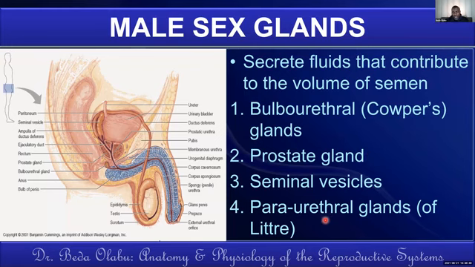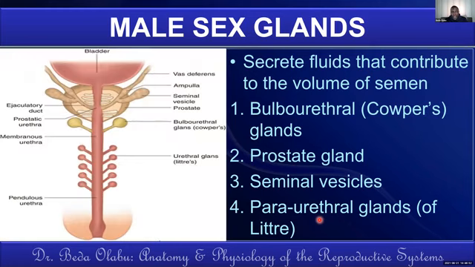Then lastly, we have the paraurethral glands, also called the glands of Littré. These glands are on the wall of the urethra, or they open into the penile urethra. You can't count them. There are several tiny glands. They open into the penile urethra, also contributing to semen volume. Not much of semen volume though, but largely lubricating the urethra during coitus, just like the bulbourethral glands of Cowper.